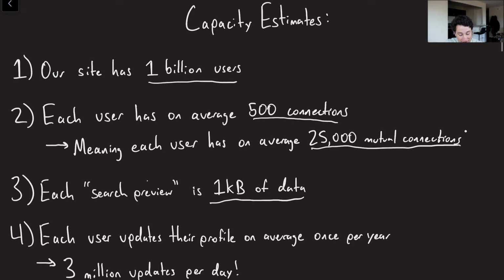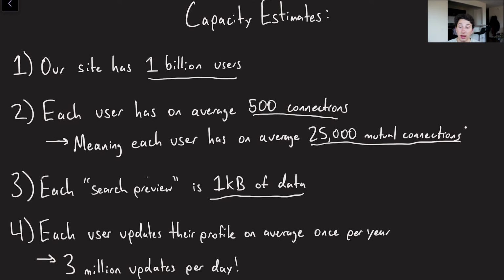And also my last assumption is that each user is going to update their education or their current employer on average once per year. So if we have 1 billion users, that means we've got 1 billion updates per year, meaning that we've got around 3 million updates per day. This is all going to be relevant in a little bit.